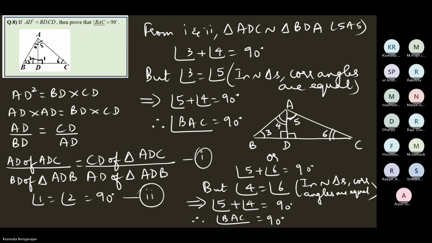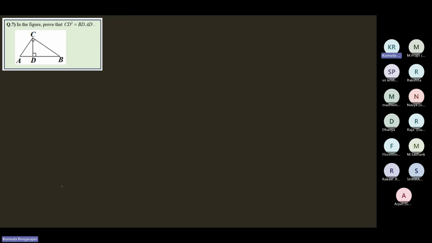While here, we are given this equation AD square is equal to BD into CD. And we'll have to prove that the vertical angle BAC is 90 degrees. Here we are given an information of this sort, and we're asked to prove the vertical angle is a right angle. While here, we are given that the vertical angle is a right angle, and we have to prove this result.